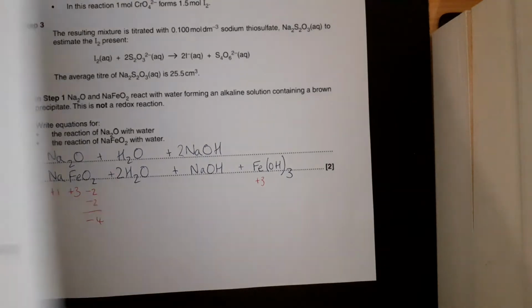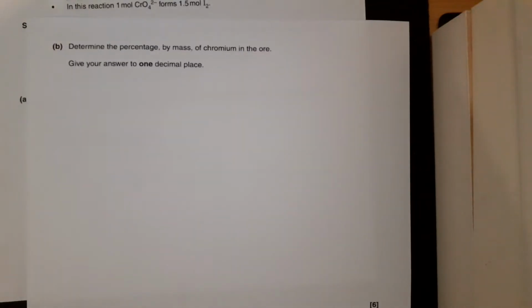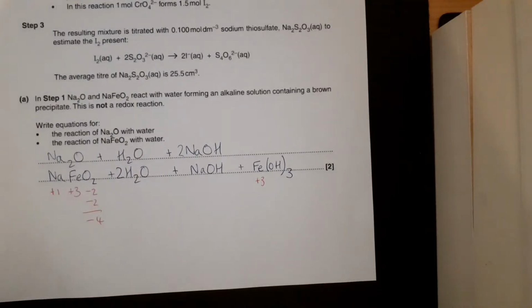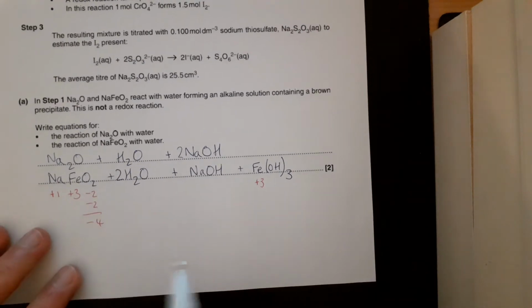Right, what's this bigger question? It wants us to determine the percentage by mass of chromium in the ore. So this is very simple. We had a question with the percentage of copper in a piece of brass in one of the previous videos. So it's going to be similar, but obviously we've got a different reaction. Again, I'm going to approach this exactly the same way.